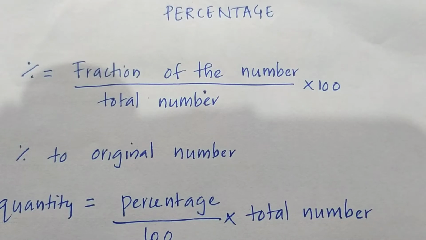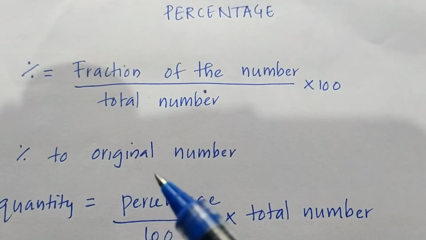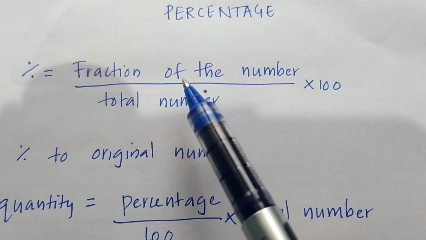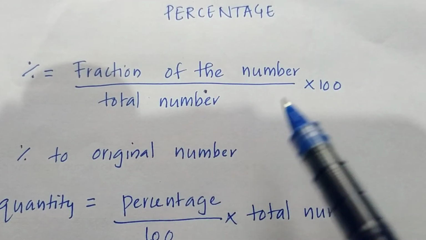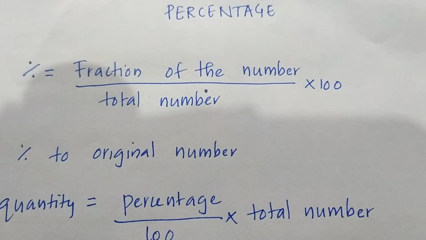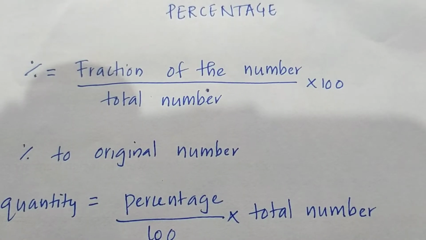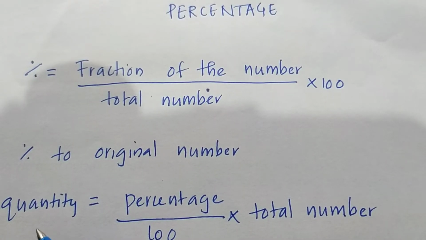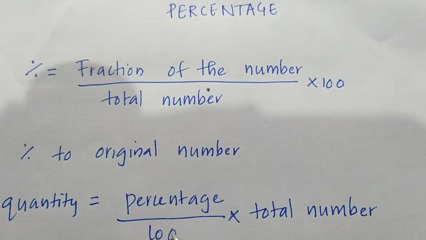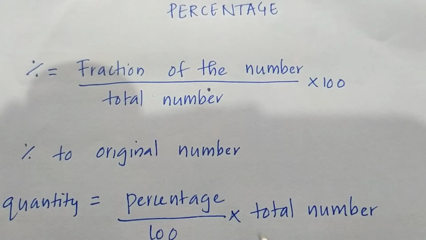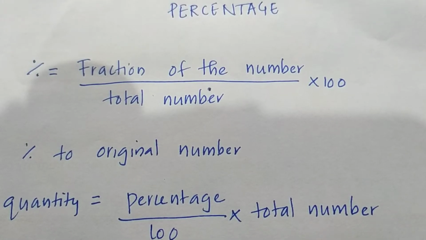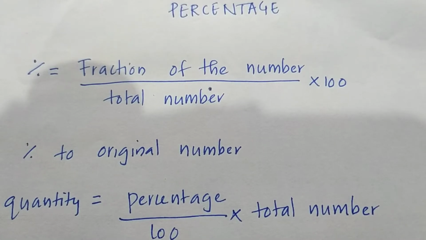So, to convert a fraction or a quantity into percentage, we have the formula: fraction of the number divided by total number into 100. If the percentage of the quantity is given, how can we find the original quantity? Quantity is equal to percentage divided by 100 into total number.